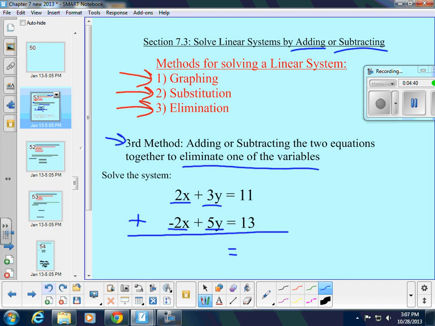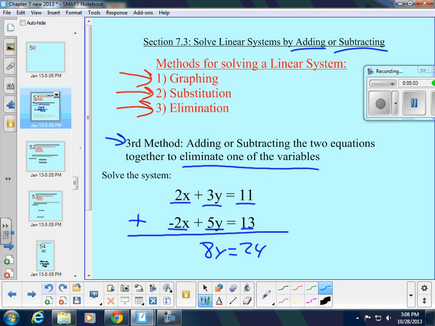3y plus 5y gives me 8y. 11 plus 13 gives me 24. So I literally just added those two equations together, added all the like terms, to give me my new equation. And when I added the x's, they canceled out. That's elimination at its best, and using it correctly. Now the x's have canceled out.